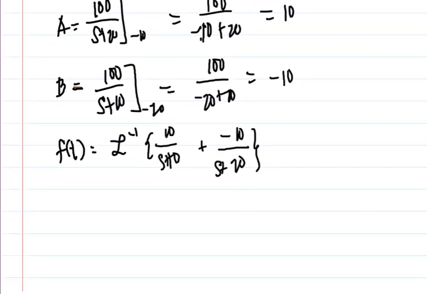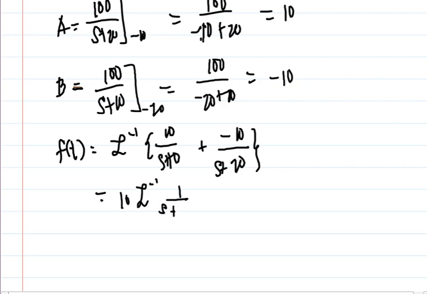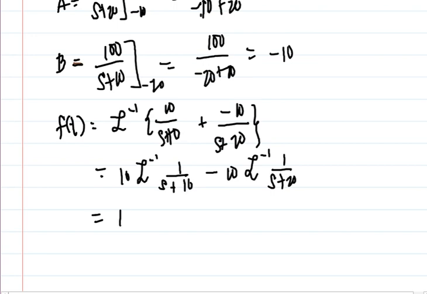So, we can separate the constants. So, this will be equal to 10 times the inverse Laplace transform of 1 all over s plus 10, minus 10 times the inverse Laplace transform of 1 all over s plus 20. So, this is equal to 10 e raised to negative 10t minus 10 e raised to negative 20t. This is now our inverse Laplace transform. This is now our final answer.